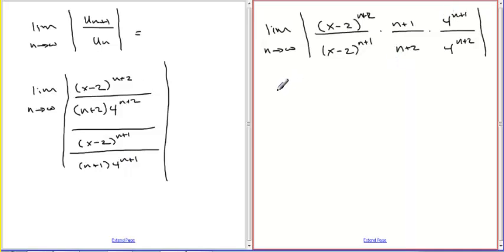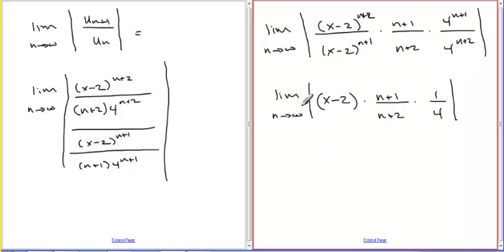So now we're going to do some simplification. This is going to be x minus 2 to the, so you've got n plus 2 minus the quantity n plus 1. So all that's left is to the first power. Here, we just have this ratio. We don't do anything with that yet, but when we take the limit, we'll know what to do. And here we get 1 over 4, because we have n plus 1 in the numerator, n plus 2 in the denominator, so we have just 4 to the first power in the denominator.